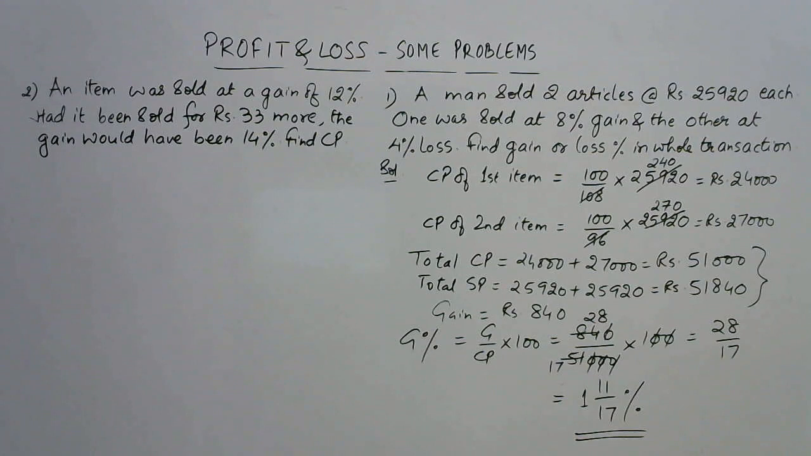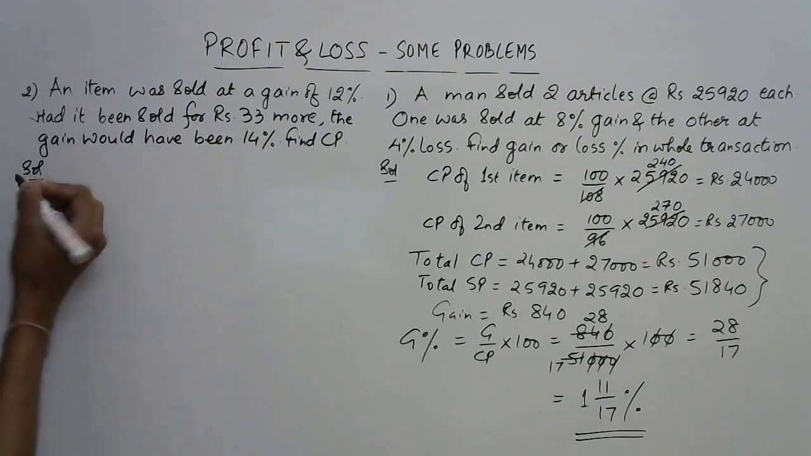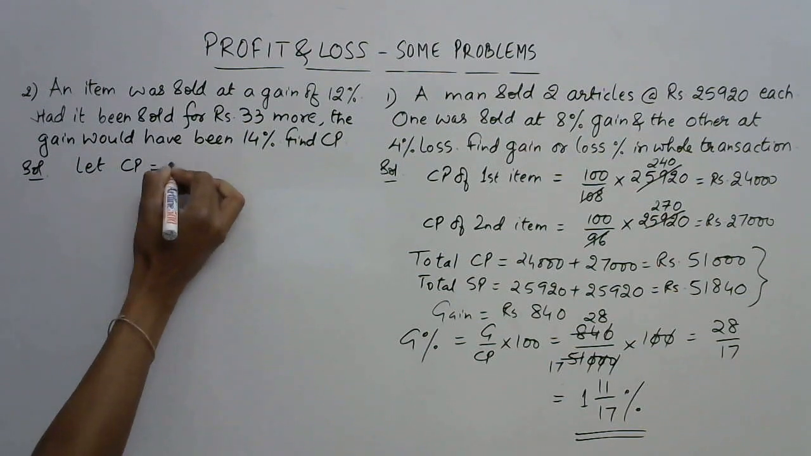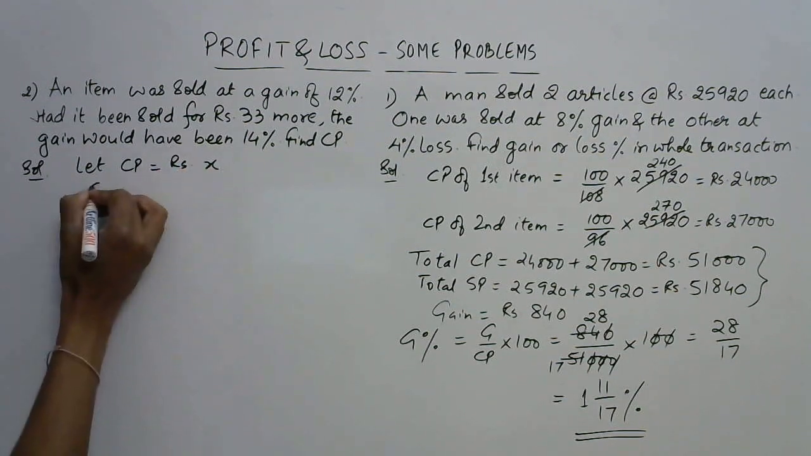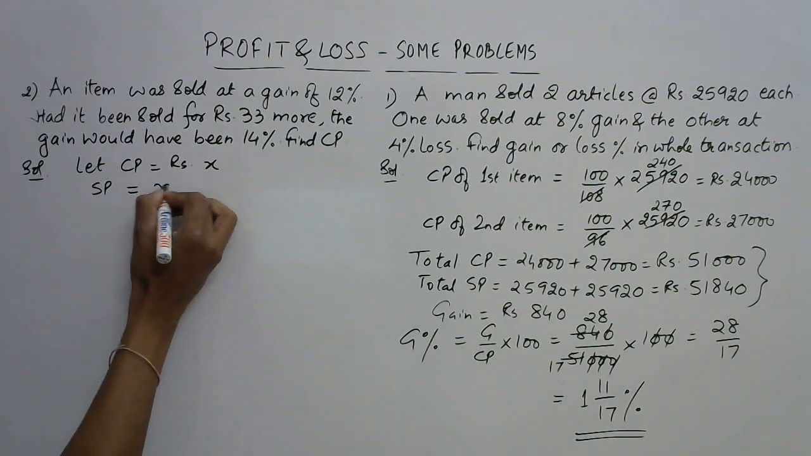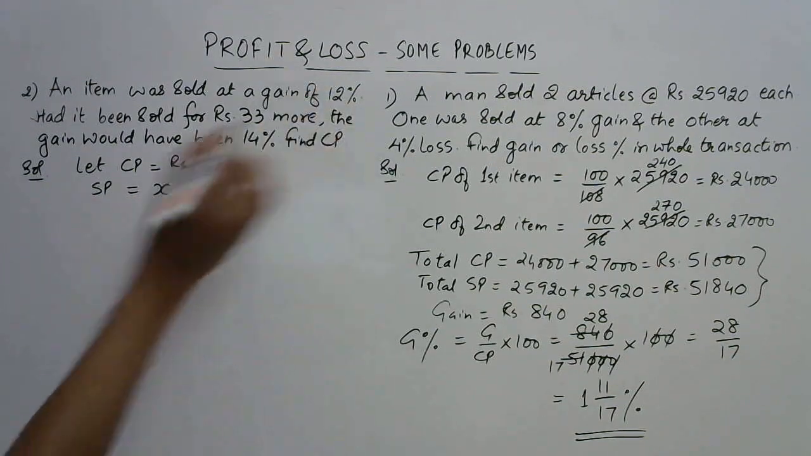Now in this case, if you assume the cost price of the item to be rupees X, then you will be able to find the selling price. Or let us solve it by using X. Let CP be equal to rupees X. So what is selling price? Selling price is cost price plus gain, obviously. So cost price is X plus how much is the gain here?